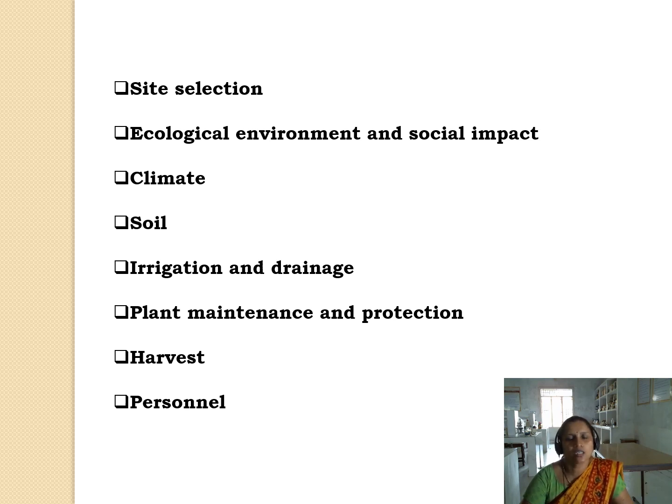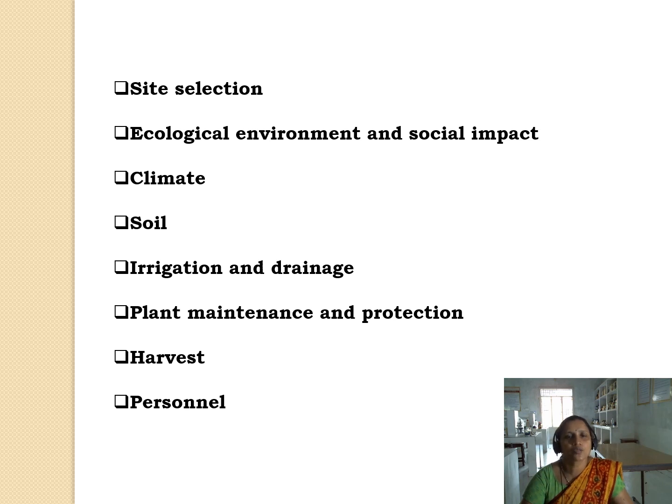The next one is ecological environment and social impact. The introduction of non-indigenous medicinal plant species into cultivation can have a detrimental impact on the biological and ecological balance of the region. The ecological impact of cultivation activities should be monitored over time where practical. The social impact of cultivation on local communities should be examined to ensure that negative impacts on local livelihoods are avoided.